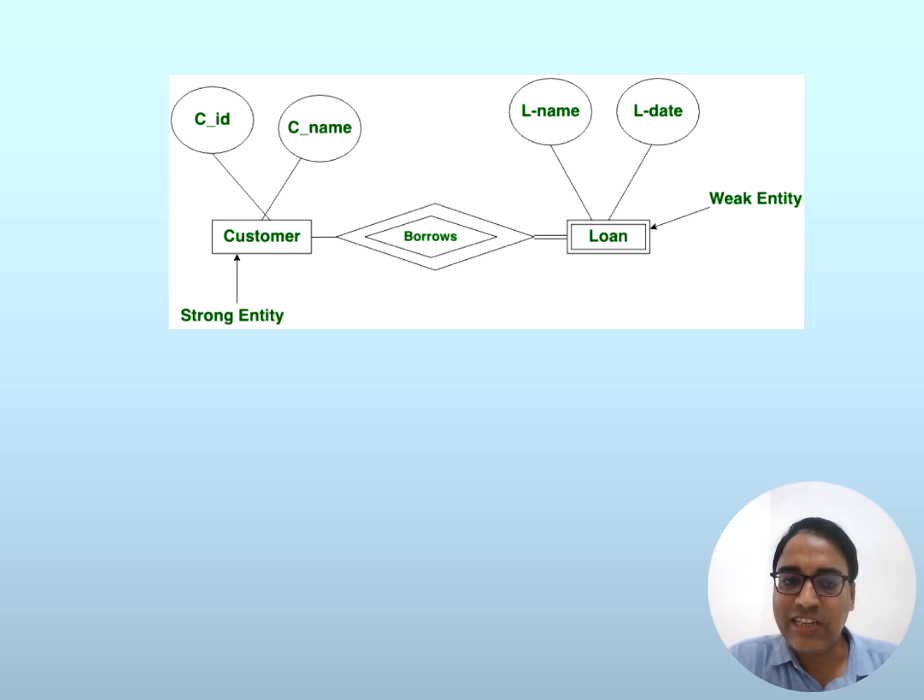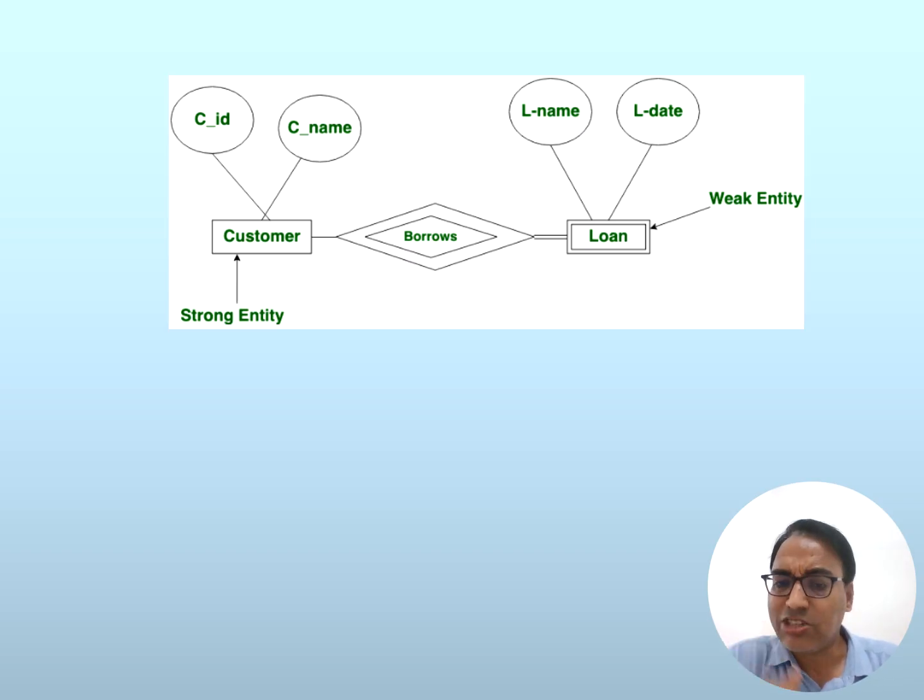See, now understand this diagram. This is just a basic entity relationship diagram. Here I am putting a customer. See the part customer, I am putting a rectangle. And this is a double rectangle, loan. Loan is a weak entity.